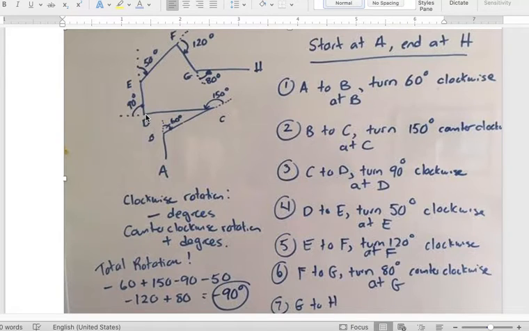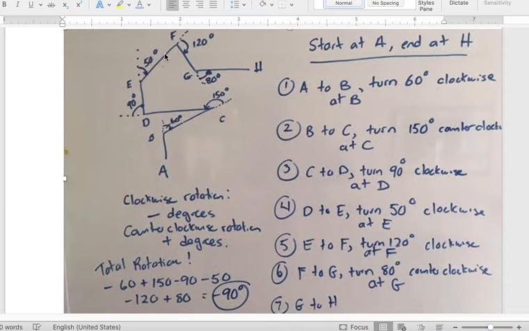They're going to get to D. If they kept walking at D, they would be going straight to the left. But instead, it says they do a 90 degrees clockwise rotation at D. Then they proceed to point E. And at point E, instead of going straight up, now they do a 50-degree clockwise rotation.